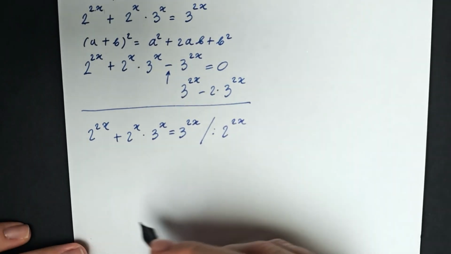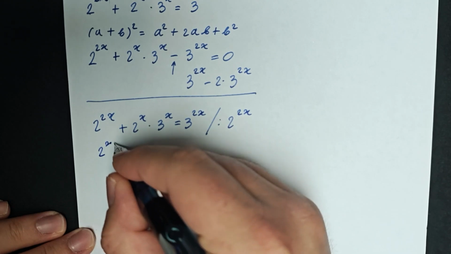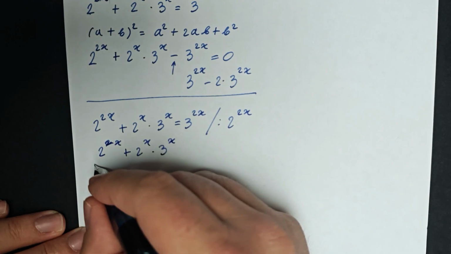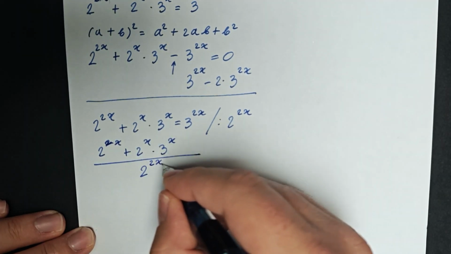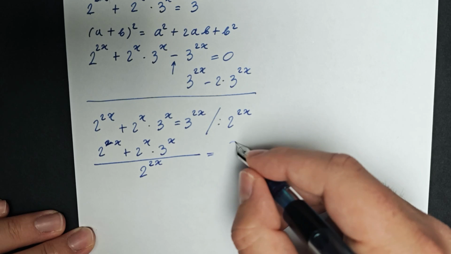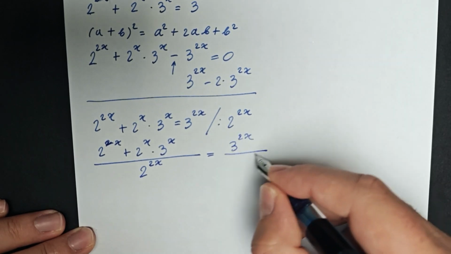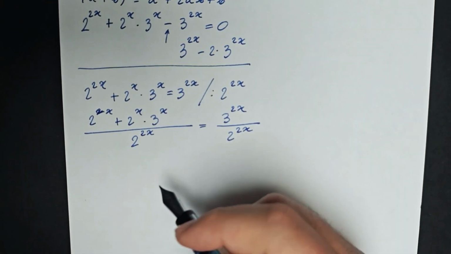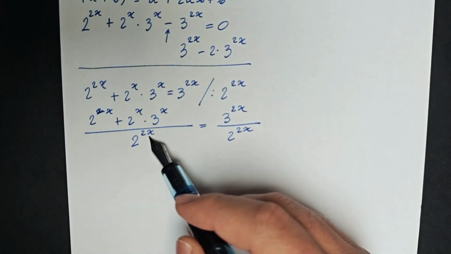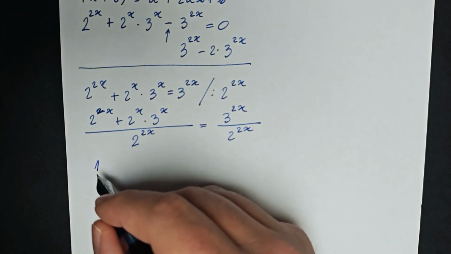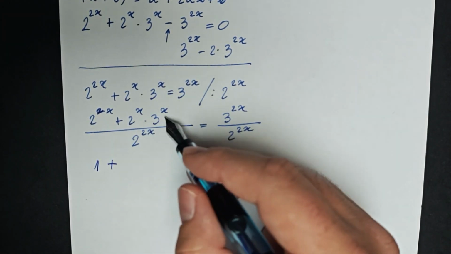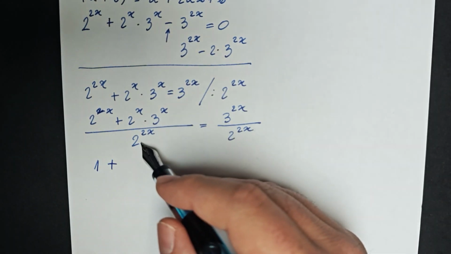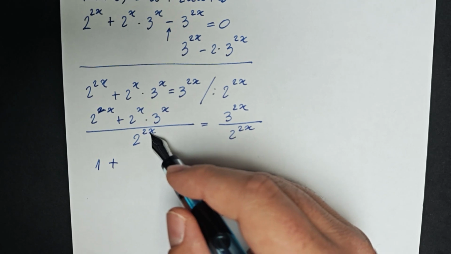That way we get that the left side of the equation is 2 to the power 2x plus 2 to the power x multiplied by 3 to the power x, divided by 2 to the power 2x, and the right side of the equation is 3 to the power 2x divided by 2 to the power 2x. Well, when we simplify all of this, 2 to the power 2x divided by 2 to the power 2x is 1, and we have plus the second term, which is 2 to the power x multiplied by 3 to the power x, divided by 2 to the power of 2x.